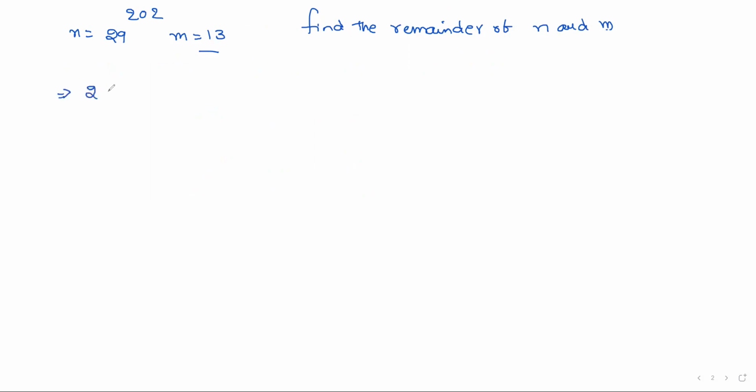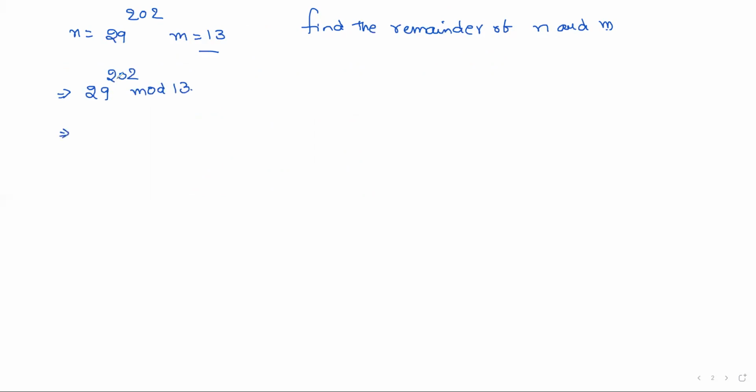What is the example? N is equal to 29 power 202, and M is equal to 13. The question is, find the remainder of N and M by using Fermat's theorem. The procedure is simple: 29 power 202 mod 13.